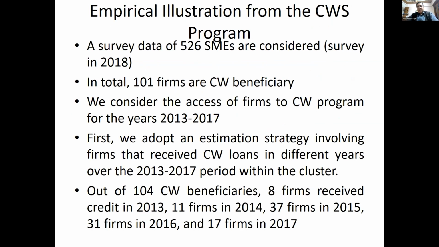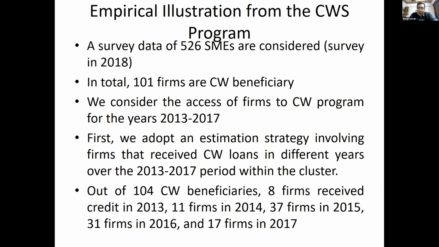Okay, now the main argument, the proposed model, is not possible to test empirically because it is not in place still. We have shown how the current existing program is empirically tested, in fact analyzed, in this paper, so that it can give us some idea that the current program is good in a sense. So survey data of 526 SMEs are considered here. The survey was done in 2018. Out of this 526, 104 firms were CW, I mean Credit Wholesale Program, beneficiaries.